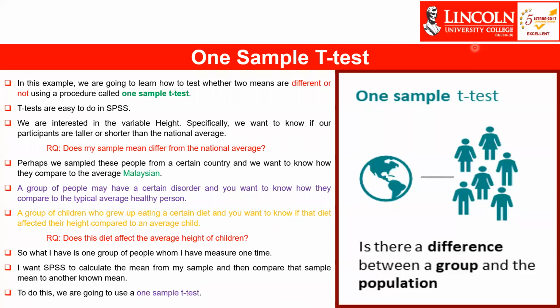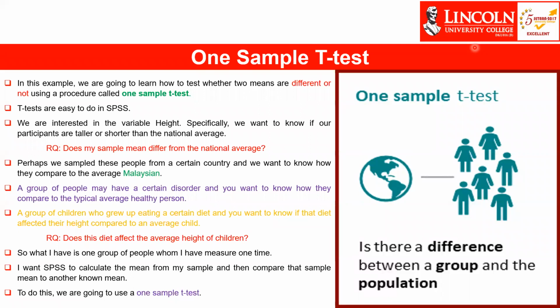So in this case, we are interested in the variable height. Specifically, we want to know if our participants are taller or shorter than the national average. So in this case, we can have a research question that says, does my sample mean differ from the national average? Or you can also sample these people from a certain country. I want to know how they compare to the average Malaysian. That's another scenario.